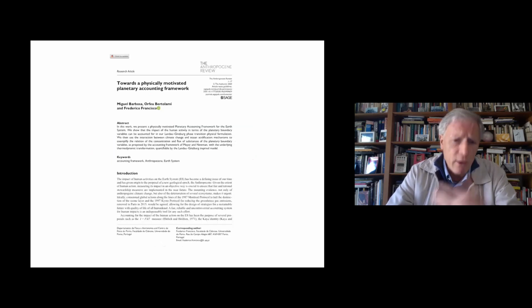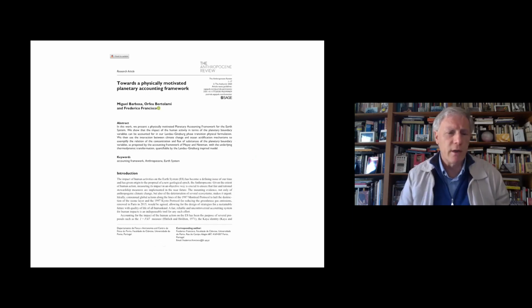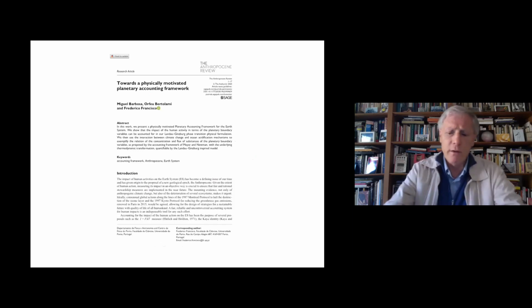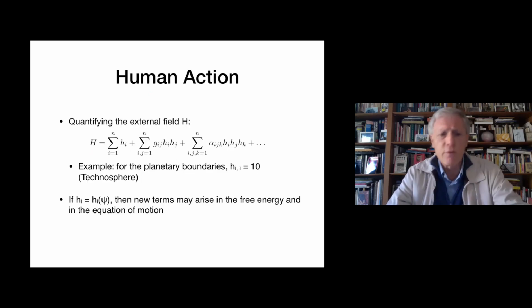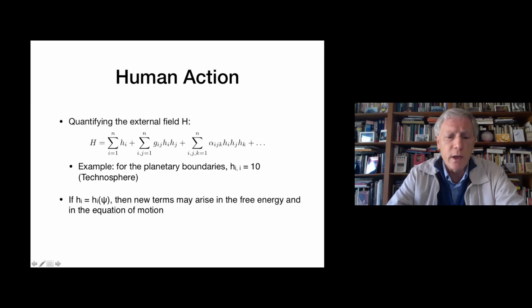So we can also show that this is an accounting system. This provides a physical way of measuring what man is doing on the system, how quantitatively human activities is driving the system away from the stable Holocene phase. This is done from this modeling of the human activities.